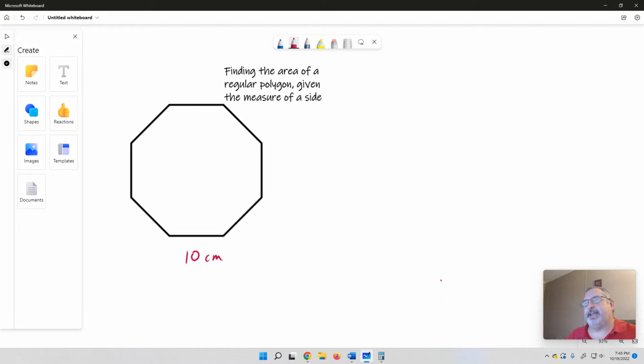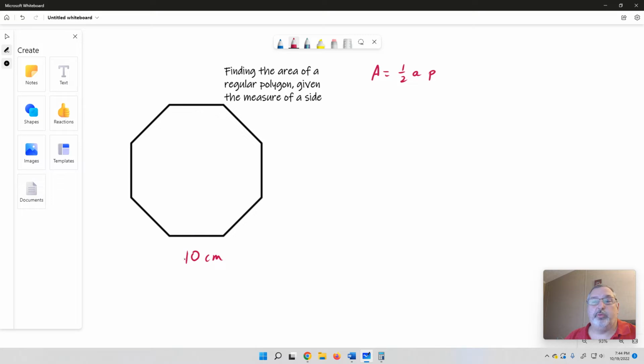It's not too difficult, but we just need to be able to use the correct trigonometric ratio to help us find a value that we need. Because we're going to end up applying this formula: area equals 1/2 the apothem times the perimeter. That's going to be our formula, and once we apply that, we'll be able to find the answer.